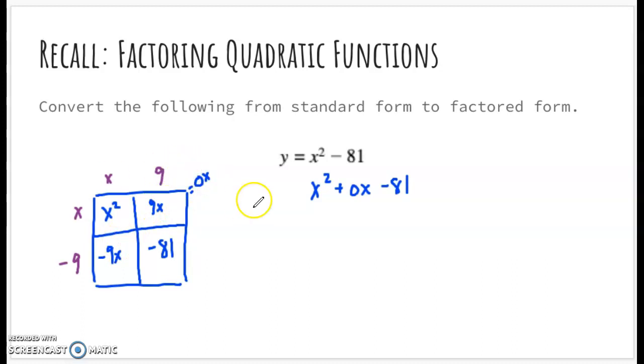All right, so our factored form would be x minus 9 times x plus 9. Remember, if you wrote it x plus 9 times x minus 9, you're just using the commutative property to rearrange those factors. It's still going to give you the same thing.